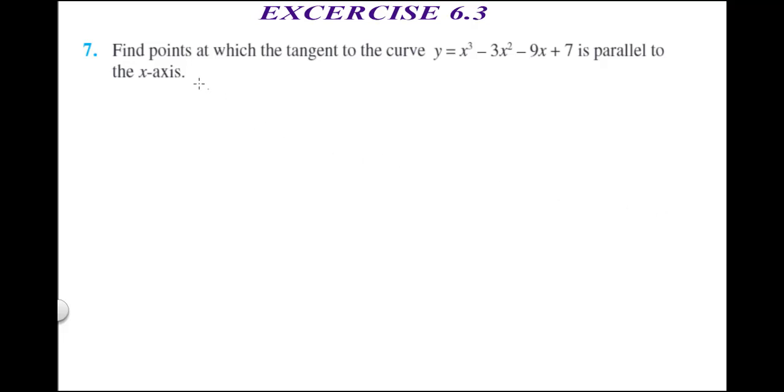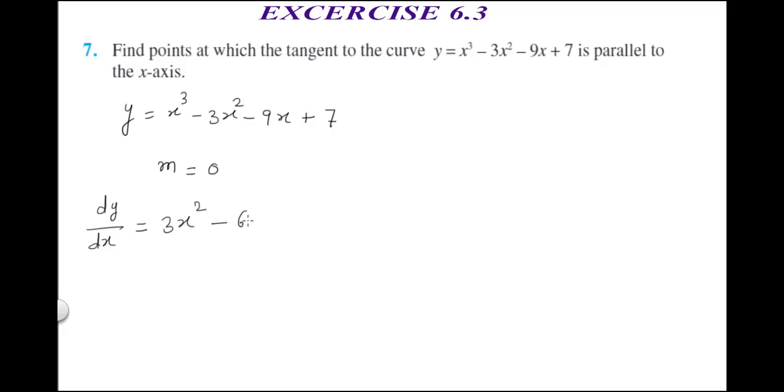In question number 7, it is asked to find the points at which the tangent to the curve y equals x cube minus 3x square minus 9x plus 7 is parallel to x-axis. We know when tangent is parallel to x-axis, then the slope of it becomes 0. Let us find slope of tangent dy by dx. It will be 3x square minus 6x minus 9. Putting it equal to 0, we will get the value of x.